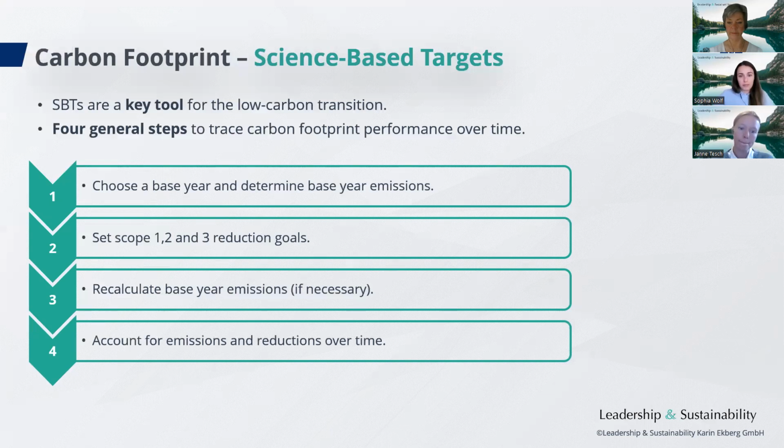Then in step 4, the emissions and reductions over time are monitored. It's necessary to continuously track and account for your emissions and also for the reductions as you implement climate strategies and initiatives to meet your science-based targets. Regular reporting and monitoring are essential for staying on course and making any necessary adjustments to achieve your sustainability objectives. All in all, these 4 steps provide a systematic approach for organizations to assess and improve their carbon footprint, and with these 4 steps, it's possible to contribute to a more sustainable future.